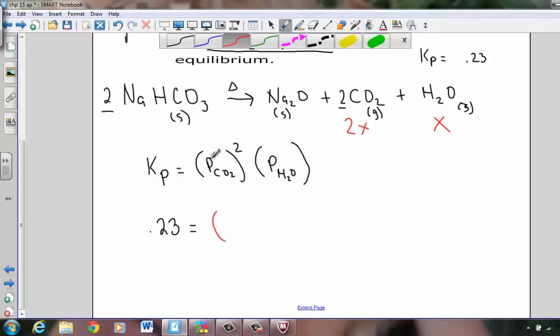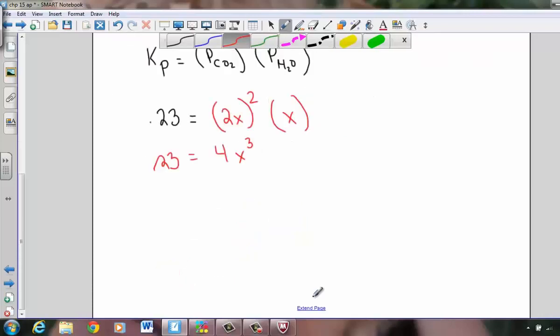So in the equation, the partial pressure of carbon dioxide we're letting represent 2x, and that needs to be squared still. It's still part of the formula, times the partial pressure of water at equilibrium, which we're letting be x. 2 squared is 4, x squared times x. You get 4x cubed equal 0.23. Alrighty. 0.23 over 4 is x cubed. So raise that to the 1/3 power and you'll have the value of x.